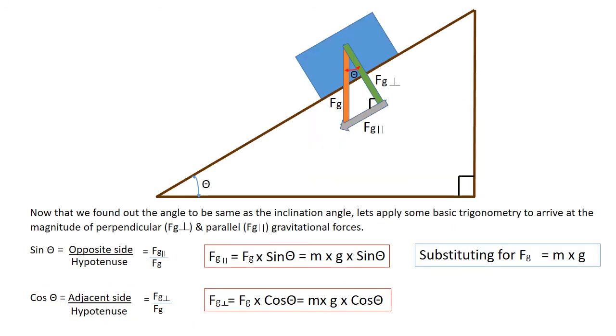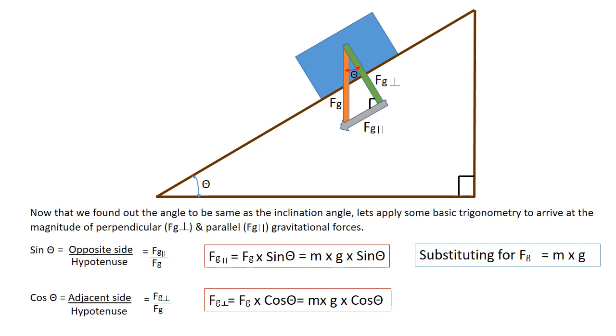Now let's apply some basic trigonometry to arrive at the figures of Fg parallel and Fg perpendicular. We know sin theta is opposite side by hypotenuse, and the opposite side is Fg parallel in our case, and Fg is the hypotenuse, which is always the opposite side of the perpendicular. And upon solving, we come to the conclusion that Fg parallel is Fg times sin theta. Substituting the value for Fg as we know is m times g, we come to the fact that Fg parallel is mg times sin theta.